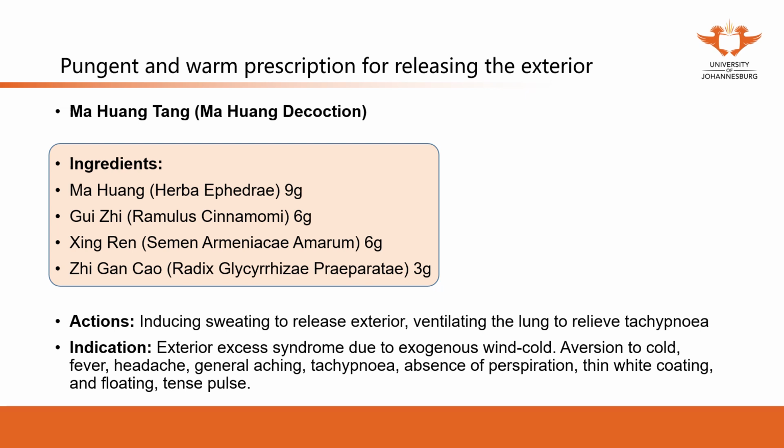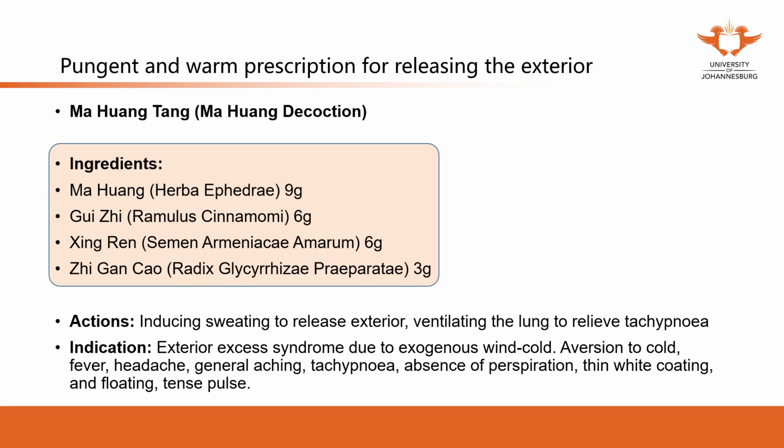This formula comes from Shanghan Zabing Lun. This is one of the most important formulae in Shanghan Zabing Lun. All Chinese medicine formulae use mahwangtang as the first formula we are going to study. In Chinese medicine literature, we also consider mahwangtang as the ancestor of the formulae. That's why we always discuss mahwangtang as the first formula.